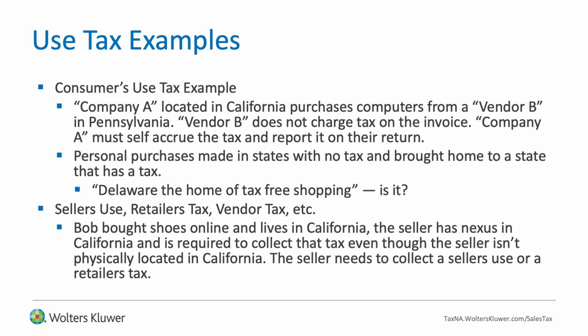And then of course there's the seller's use or the retailer's tax. So this is the tax that a seller is required to collect when they have nexus in a jurisdiction, but they're an out-of-state seller. So take, for example, if Bob bought shoes online and lives in California, the seller has nexus in California. Maybe they send trucks into the state to deliver there, creating nexus, but they don't actually have a store or anything in California. And the store is required to collect tax even though they don't have that physical location there. The seller needs to collect a seller's use or a retailer's tax.